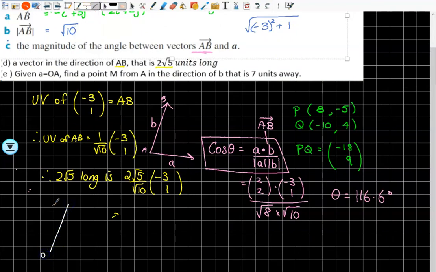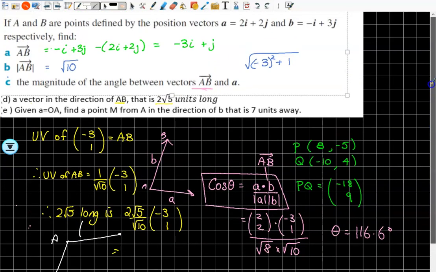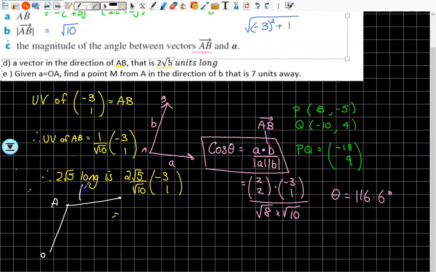So remember, we've got O, we've got A. We've got a vector that's going across here. It might be in a different direction, obviously it is, but it's in the direction of what vector? B, so it is -1, 3. So obviously that's a little bit wrong because it should be going the other way and up, but I don't care. So it's going in that direction, and M is somewhere on this, and it is 7 units along. Agreed?